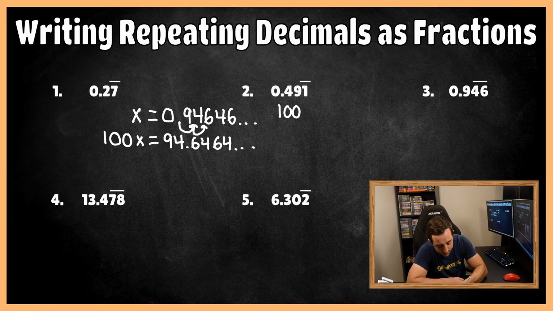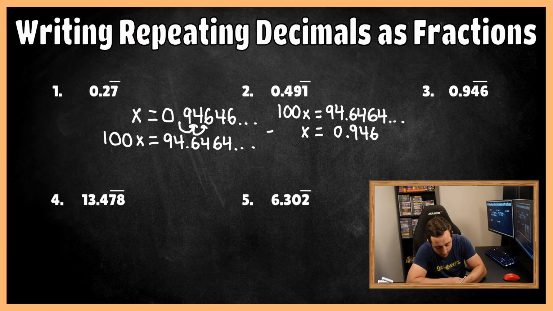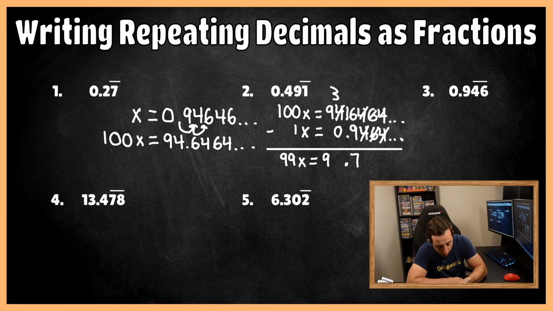So 100x equals 94.6464 minus, line up our variable, equal signs, decimal point. We have a 0.9464, and then we can subtract them. 100 minus 1 is going to give us 99x equals, the 4's cancel, the 6's cancel, the 4's cancel. Our decimal point is going to be there. 6 minus 9 you can't do, so let's borrow. We get a 3. This is 16. 16 minus 9 is 7. That's going to be behind that decimal point. And then we're left with a 93 out front.